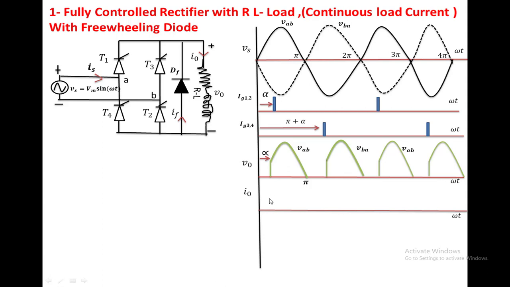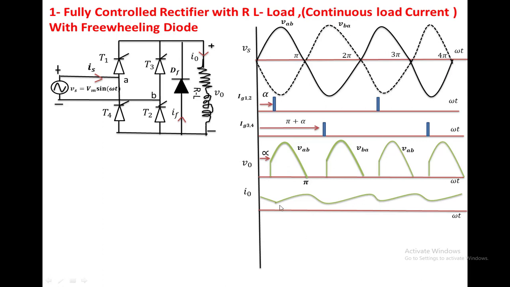So at alpha you have to take the minimum value of current. The load is subjected to the positive voltage, so the current will be changing from minimum to the maximum value. In this manner, from pi to pi plus alpha, DF is conducting, so the load current will be passing in this manner. In this interval, the current decreases because the load is not subjected to any voltage up to pi plus alpha. At pi plus alpha, T3, T4 is on. Again, the load is subjected to the positive voltage, so the current will increase. Again, DF is conducting and the current decreases.